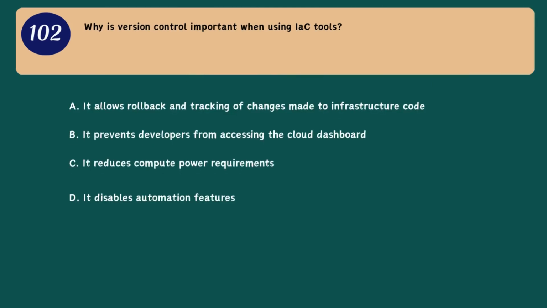Question 102. Why is version control important when using IAC tools? A. It allows rollback and tracking of changes made to infrastructure code. B. It prevents developers from accessing the cloud dashboard. C. It reduces compute power requirements. D. It disables automation features.